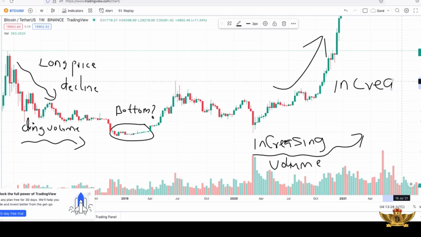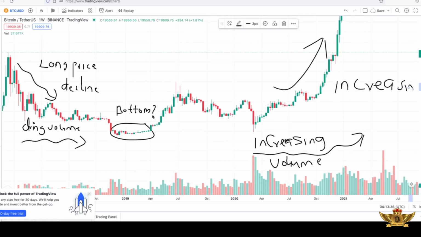The rule is very simple. I say, never trust a coin price breakout if that coin price is not accompanied by a significant increase in volume.